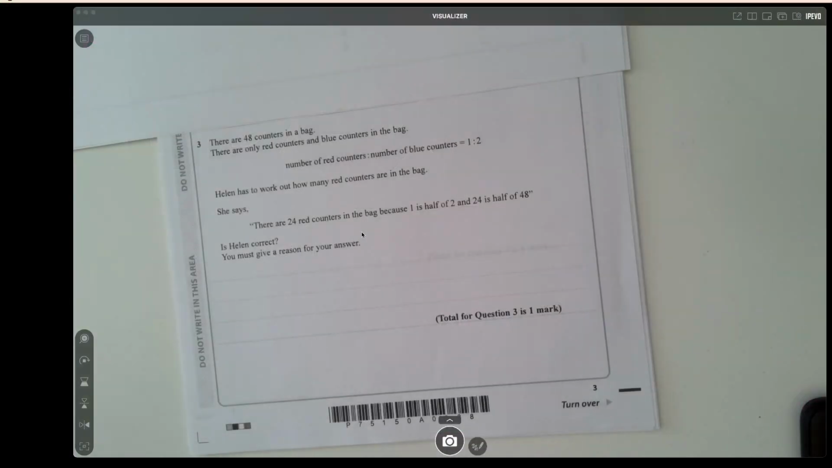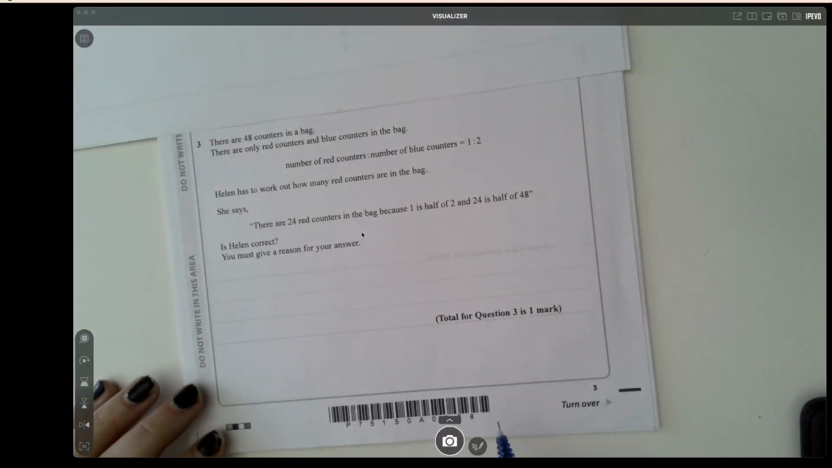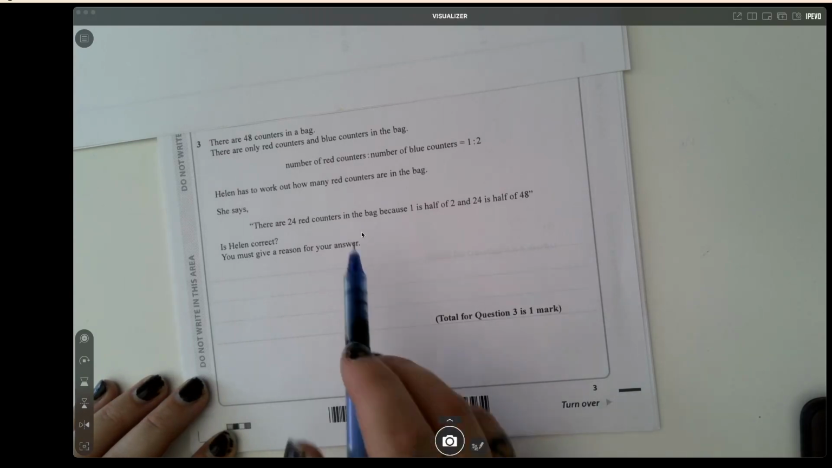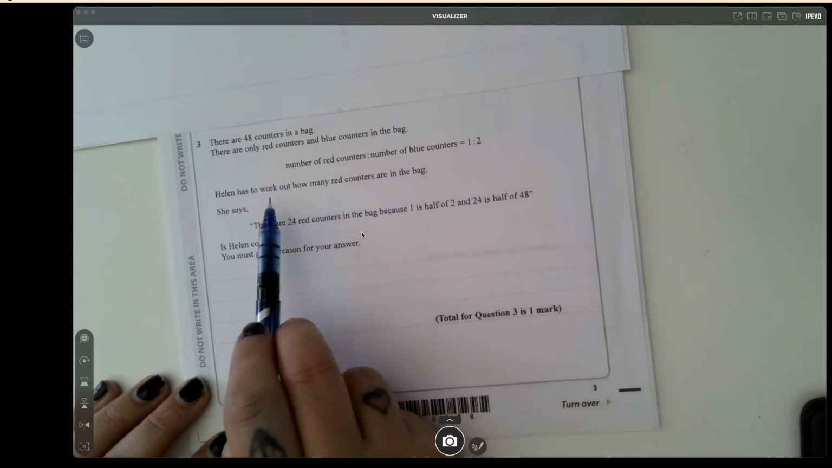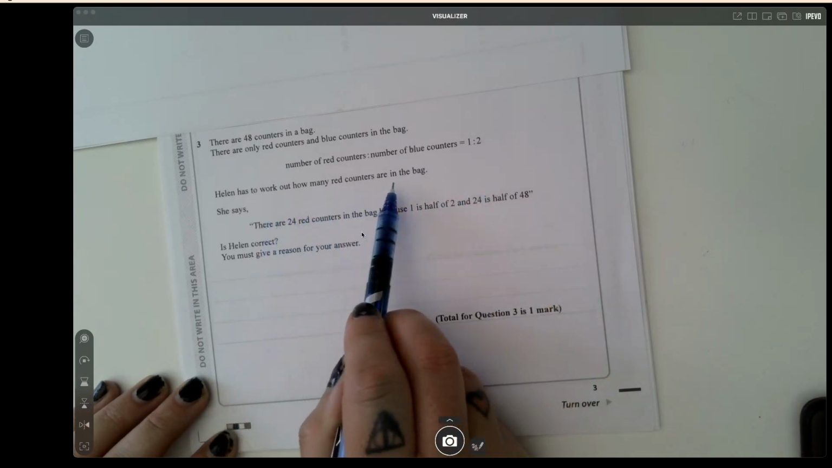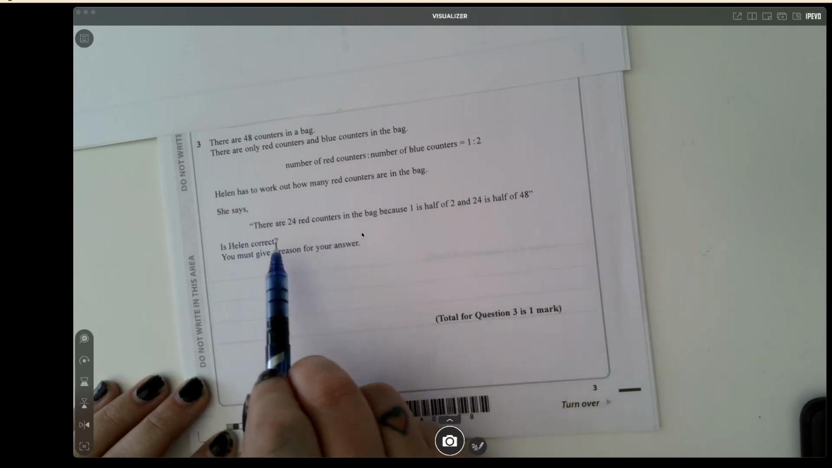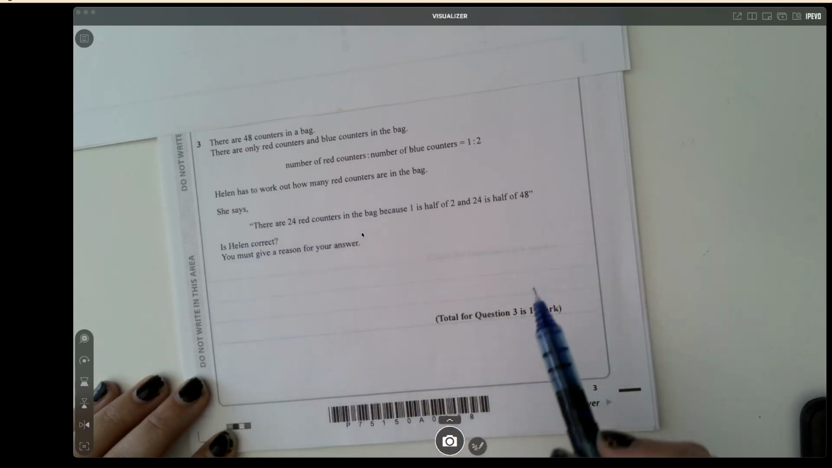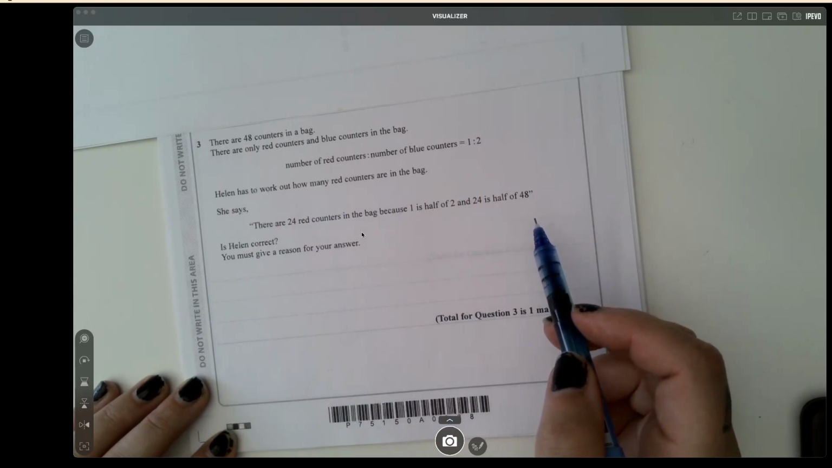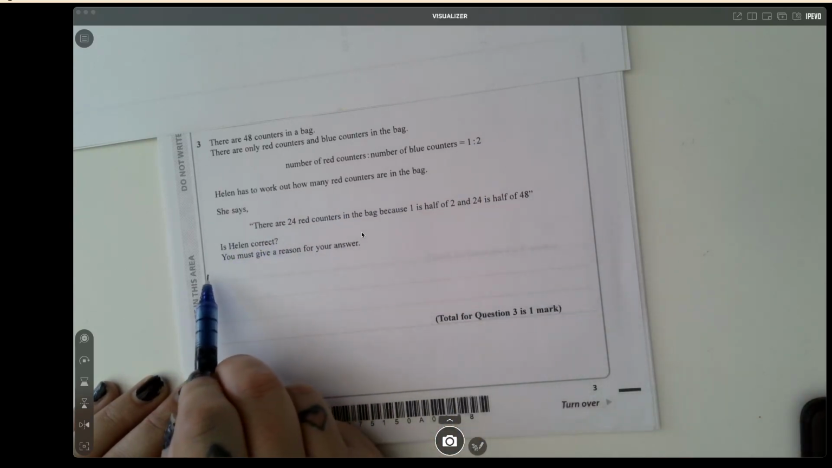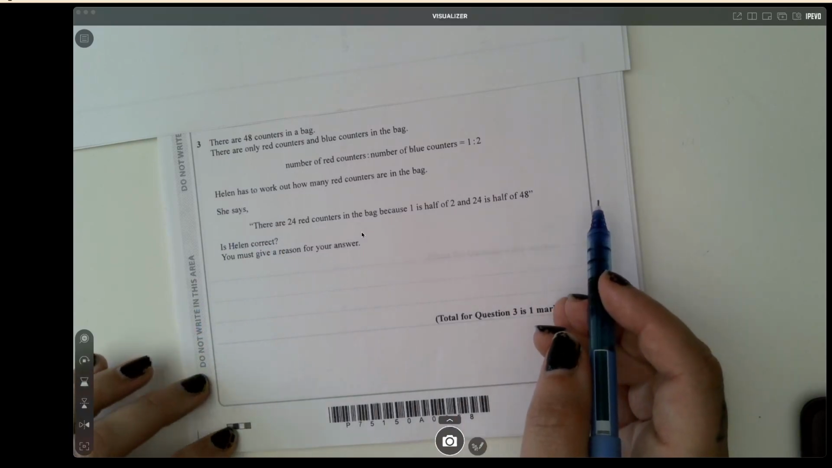Question 3. There are 48 counters in a bag. There are only red counters and blue counters in the bag. The number of red counters to the number of blue counters is equal to 1 to 2. Helen has to work out how many red counters are in the bag. She says there are 24 red counters in the bag because 1 is half of 2 and 24 is half of 48. Is Helen correct? You must give a reason for your answer.